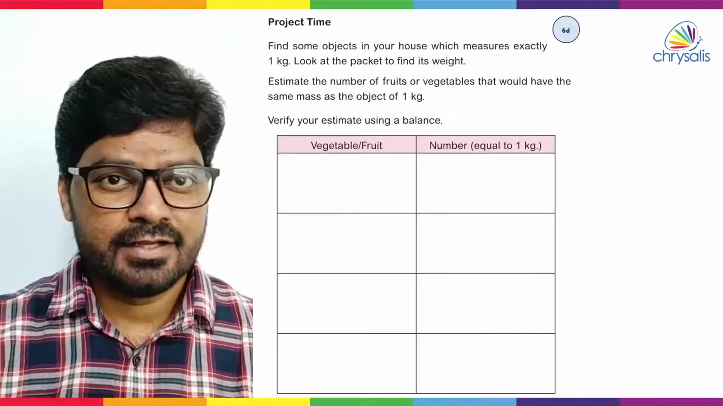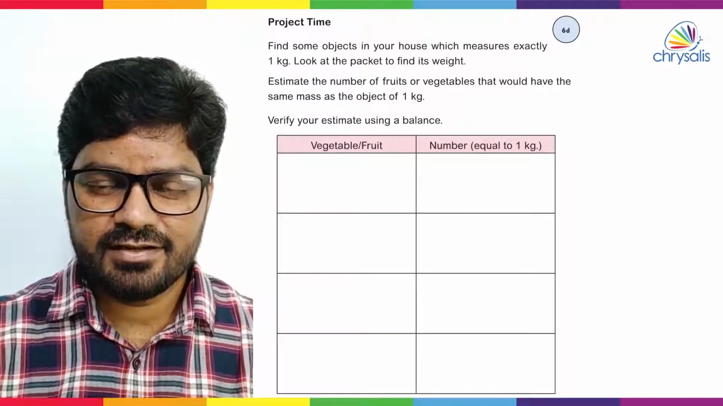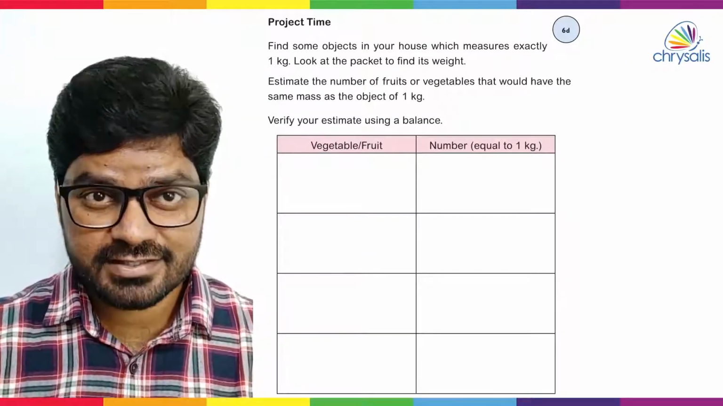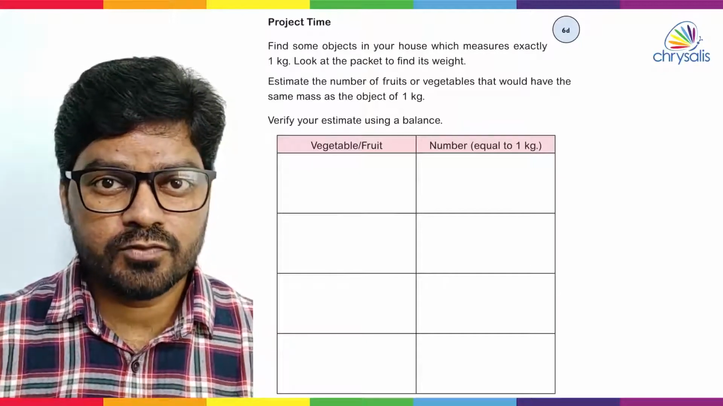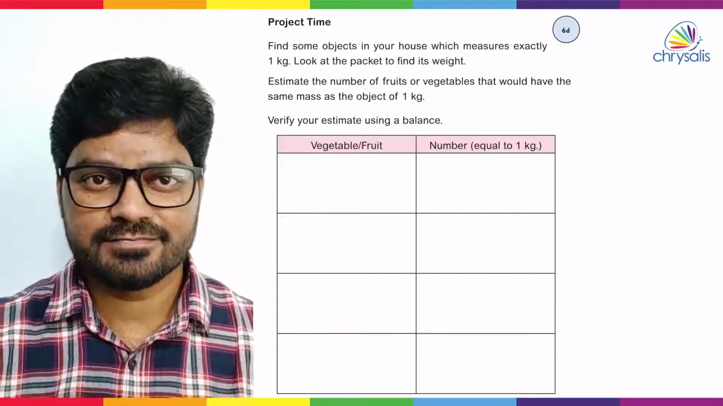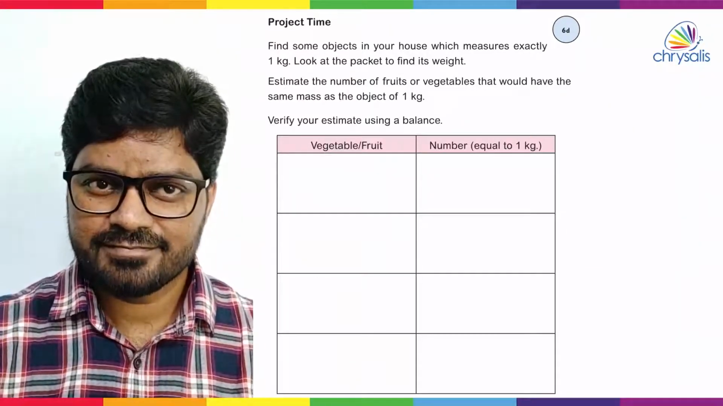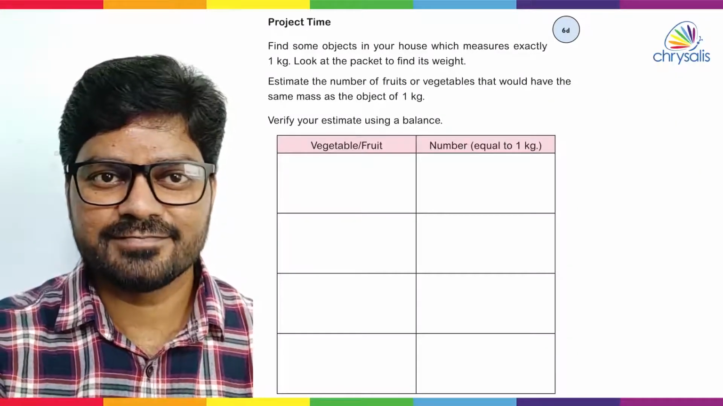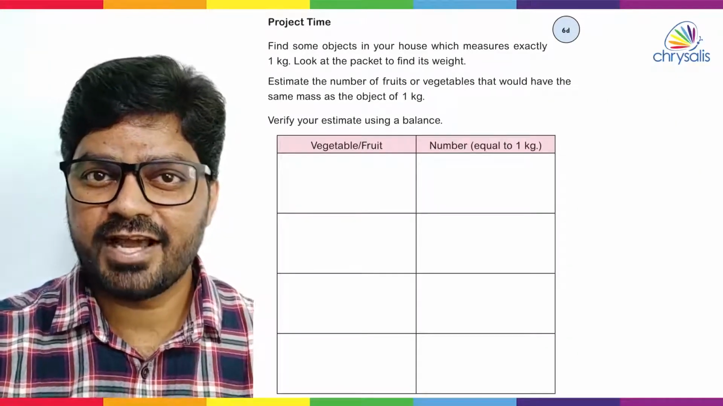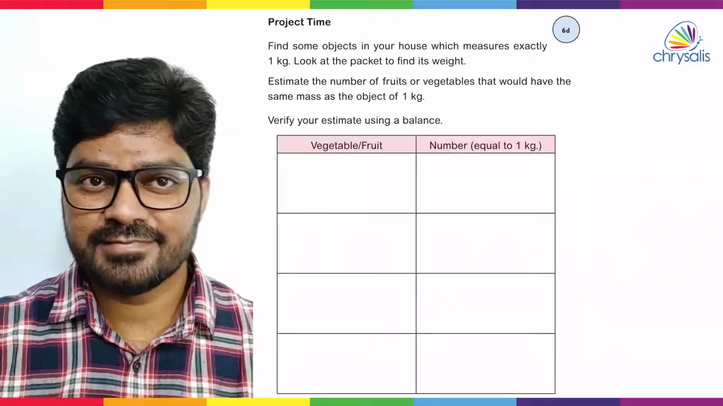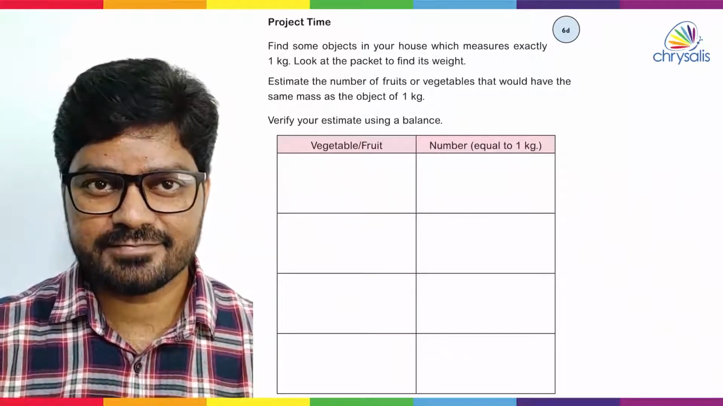Second part of the project is to estimate the number of fruits or vegetables that would have the same mass as 1 kilogram. So you can take any fruit or vegetable and estimate or guess how many of those fruits will make 1 kilogram. So if we take an apple, will it measure 1 kilogram? No, it won't. How many apples will have the mass of 1 kilogram? We have to guess that and write it.